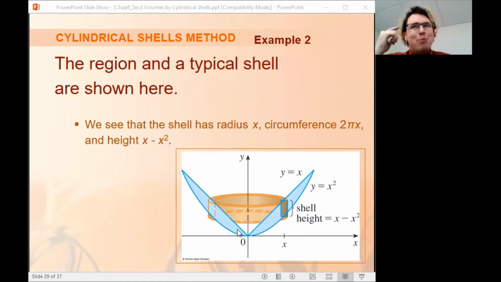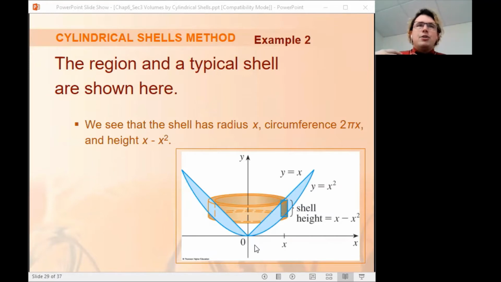The picture also spoils the intersection points. These functions have to agree when x equals 0, and also they have to agree when x equals 1, since 1 squared equals 1. Well, that's good.